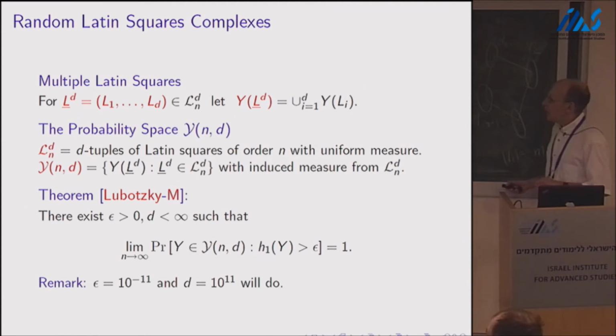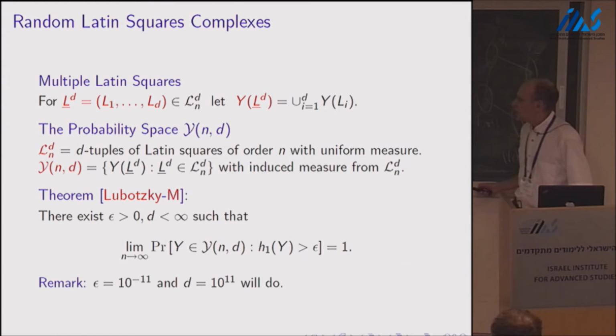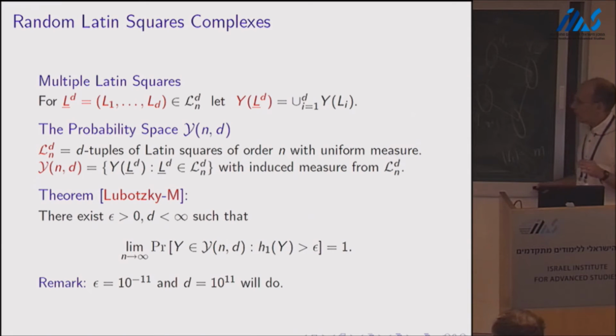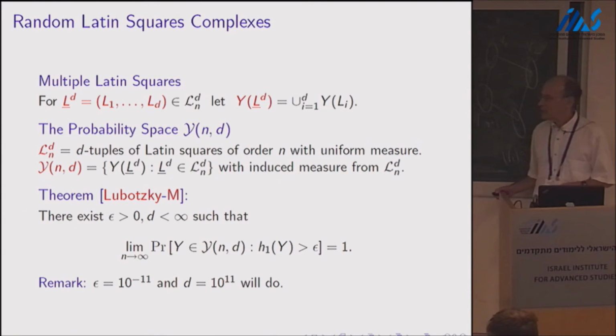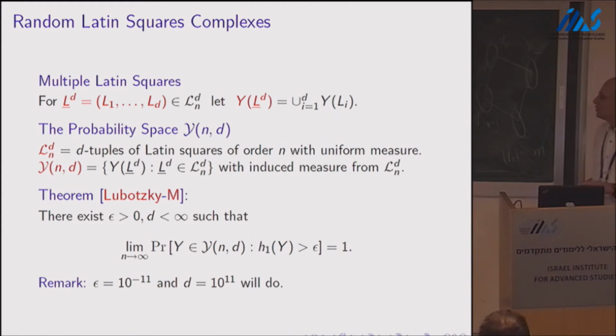And the claim is a probabilistic claim. It says that with probability approaching 1 as n goes to infinity, this complex will have h1 of Y at least epsilon. Here, d and epsilon are fixed. I just hid them a little bit because they are a little embarrassing. The epsilon that we get is 10 to the minus 11, and d is 10 to the 11. But in any case, they are both finite and both luckily positive. So at least nominally it's okay.